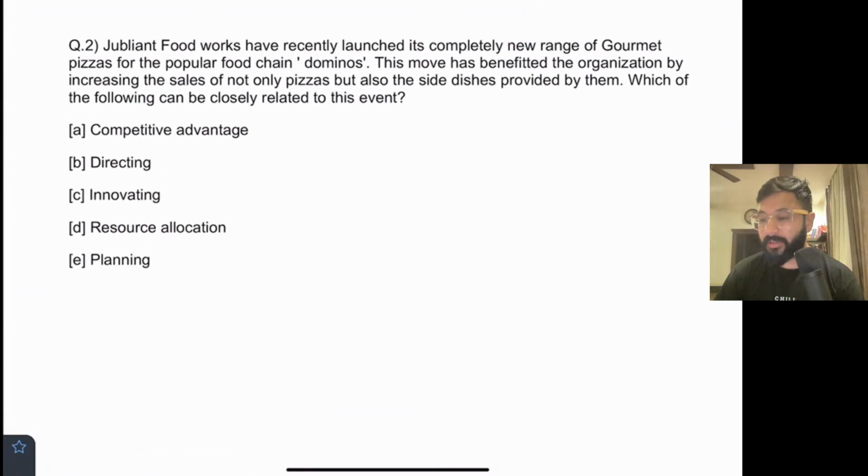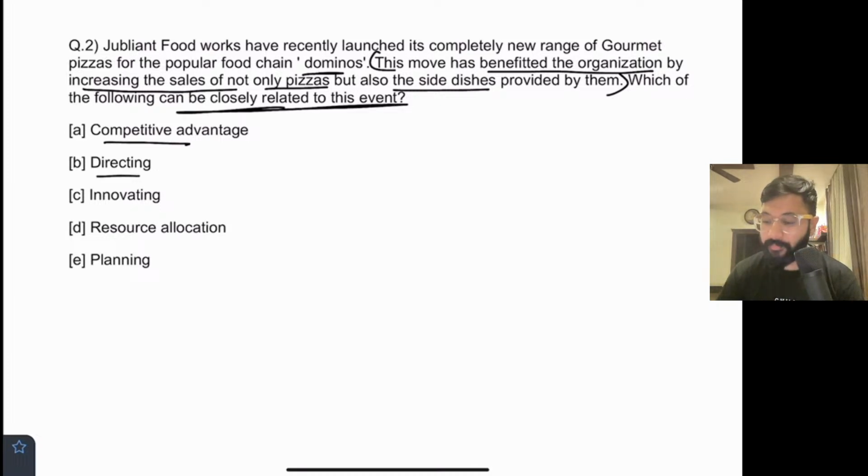Question number 2 पे आते हैं. Jubilant Food Works recently launched its completely new range of gourmet pizza for the popular food chain Domino's. This move has benefited the organization by increasing the sales of not only pizzas but also side dishes provided by them. Which of the following can be closely related to this event? Competitive advantage, directing, innovating, resource allocation or planning. Exactly, Jubilant Foods ने यहाँ पर क्या किया? Question number 2.